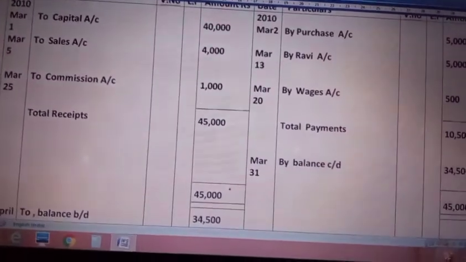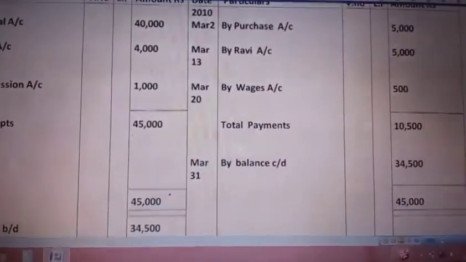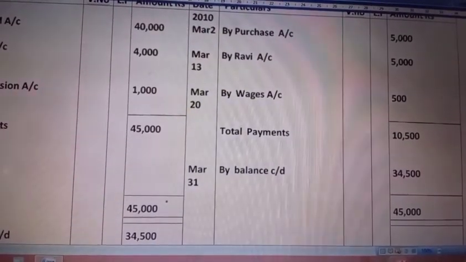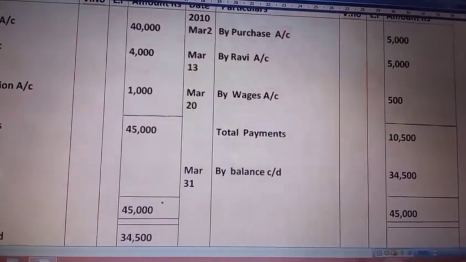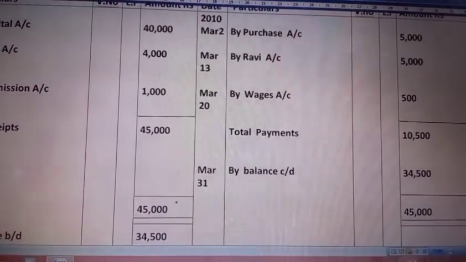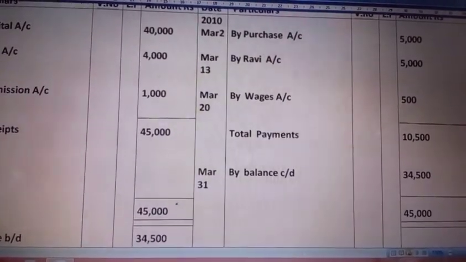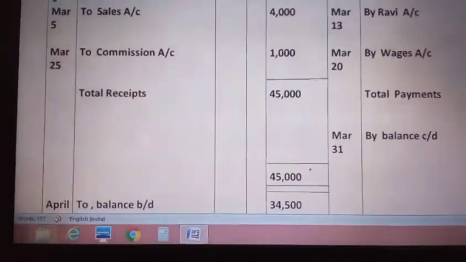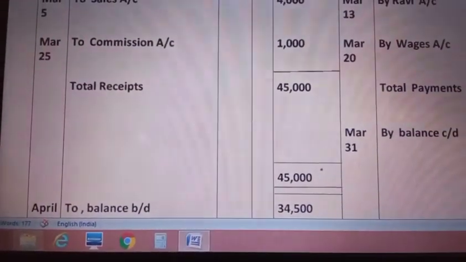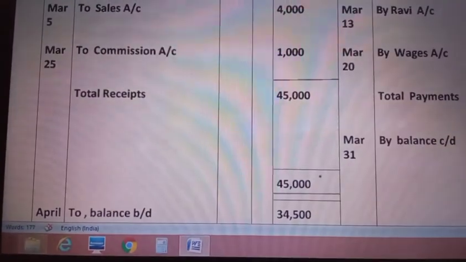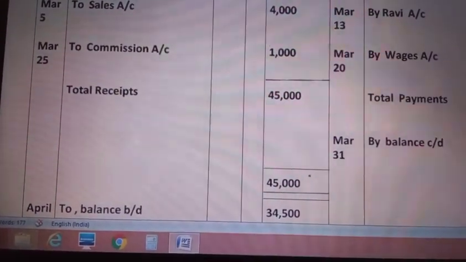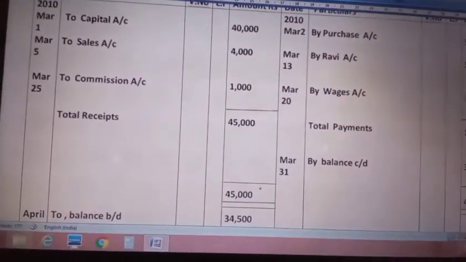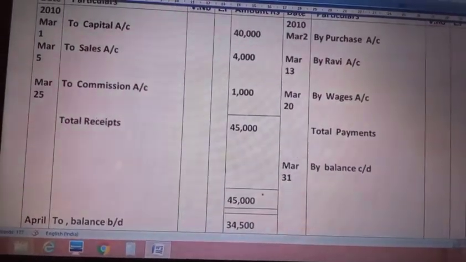Okay, so at the end of the month, March 31st, we will be balancing the cash book. So our balancing figure is 34,500, and then that makes the total side of debit as well as credit 45,000. And on the next day of the next month, that means the 1st April, we will write it as to balance BD 34,500. It is similar to cash account. The way we do cash account, same thing in case of single column cash book.